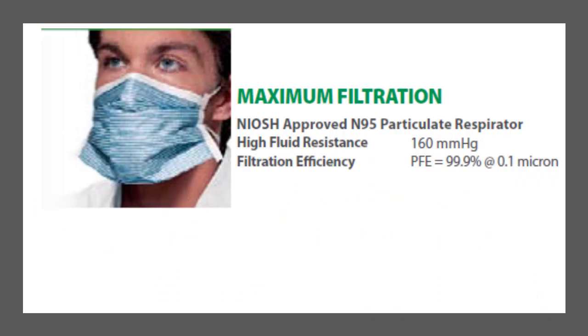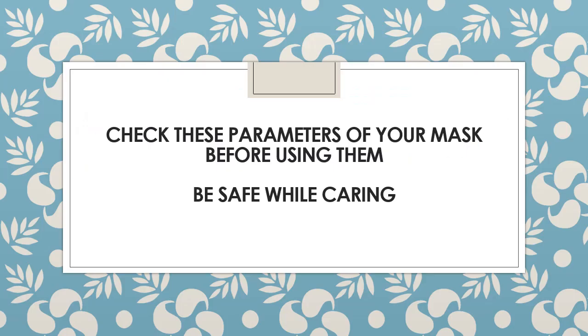Now the N95 particulate respirator, as we all know, has the maximum filtration. It has the maximum fluid resistance of 160 mmHg, and it literally doesn't leave any virus possible. So the particle filtration efficiency is close to 100%. So what you need to know is that when you use a mask, always check for these parameters before using them and be safe while caring.